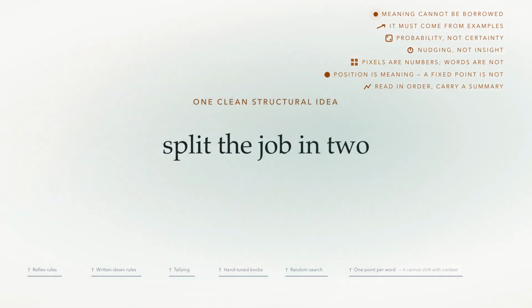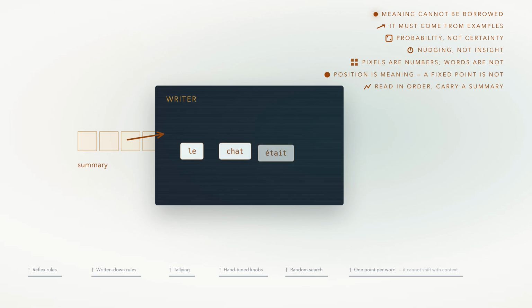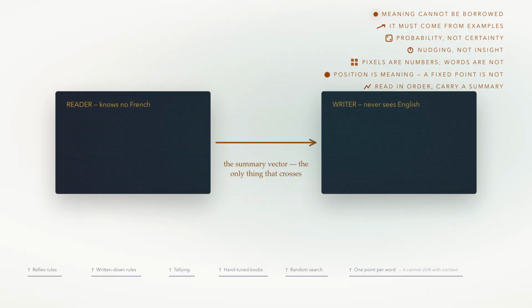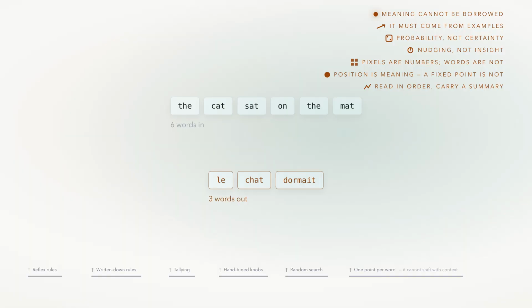And then one clean structural idea on top. Split the job in 2. One network, call it the reader, walks the English sentence and ends holding a single summary vector, its best compression of what the sentence means. A second network, the writer, starts from that summary and produces French one word at a time, feeding each word it writes back in to decide the next. Reading and writing never touch. The reader knows nothing of French grammar. The writer never sees English. And the 2 sides don't need to match in length, which is exactly what translation needed.